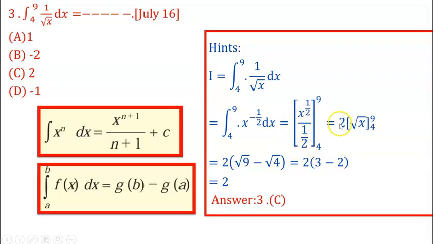Multiply by the reciprocal, here you will get 2. That is a, x raised to 1 upon 2 means what? Root x. Upper limit, lower limit. Substitute the values. Okay, here we have substituted: root of 2 in bracket, root of 9 minus root of 4. Root of 9 means 3, root of 4 is 2, 3 minus 2 is 1, 1 into 2 is 2. And hence option C is correct here.